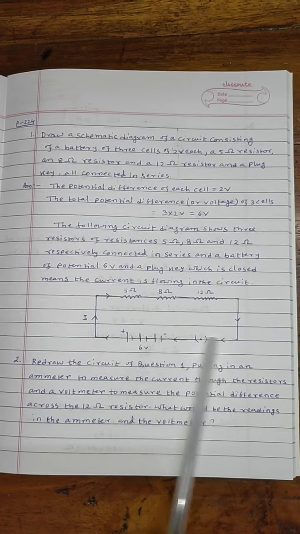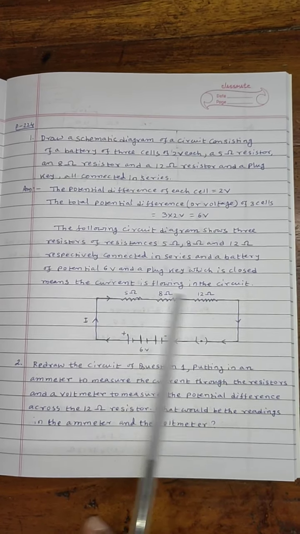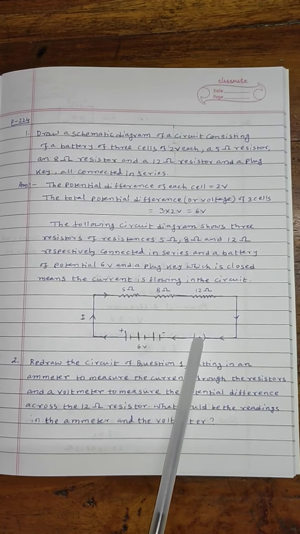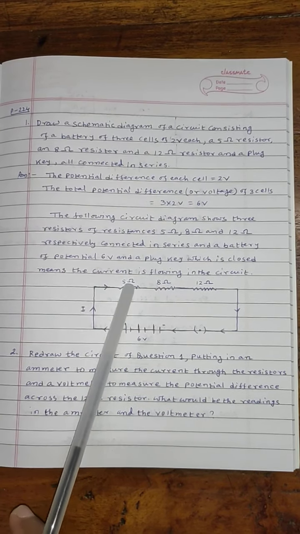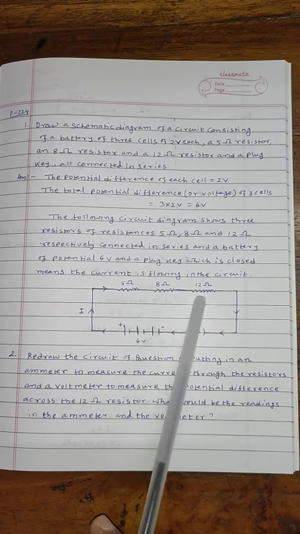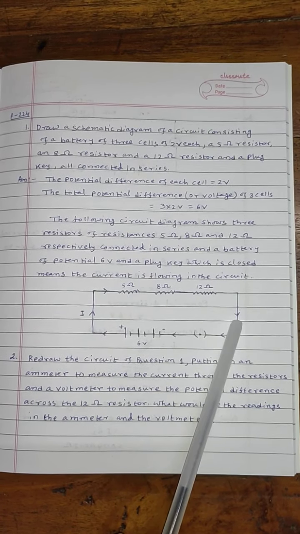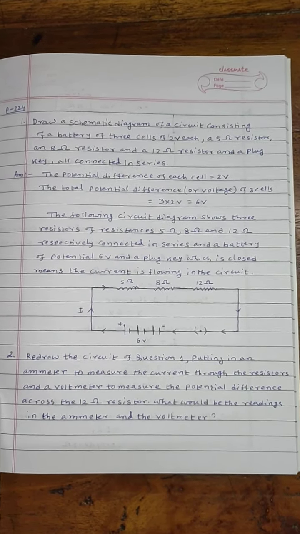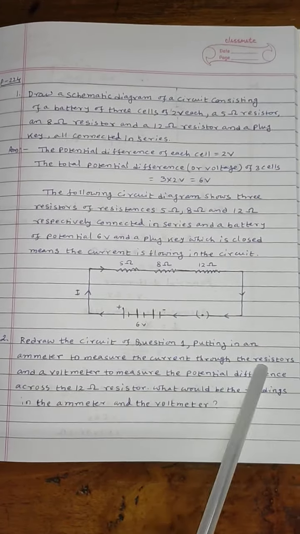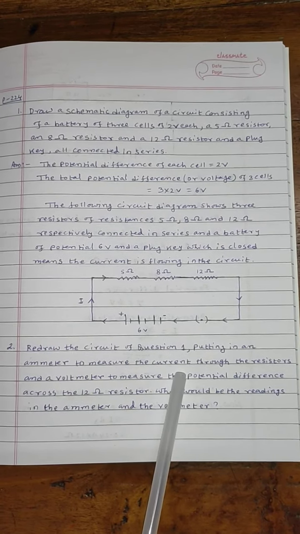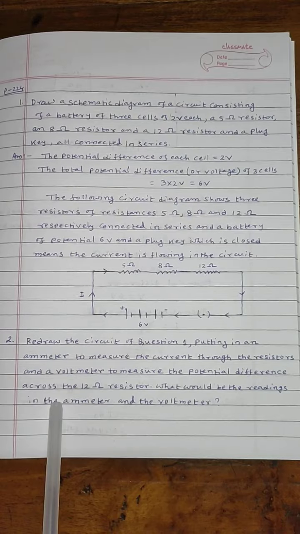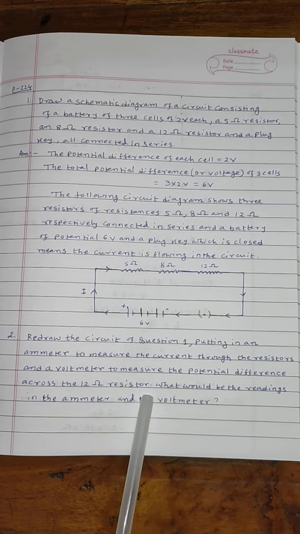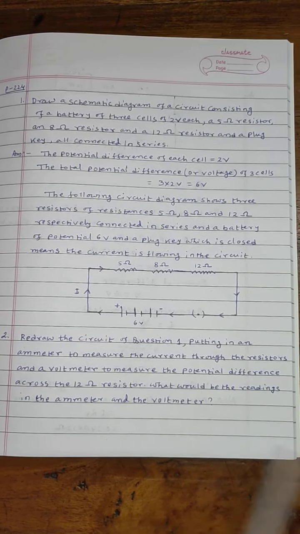Now this is your circuit diagram. You have to draw it with the help of a scale and pencil in a proper way. This is your plug key, this is your battery, this is the conducting wire through which current is flowing, and the 3 resistors are fitted in series connection. Now question number 2: they told us to redraw the circuit of question number 1, putting in an ammeter to measure the current through the resistor and a voltmeter to measure the potential difference across only the 12 ohm resistor. What would be the reading in the ammeter and voltmeter?